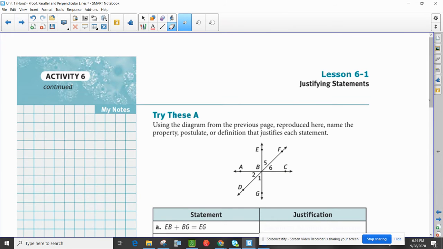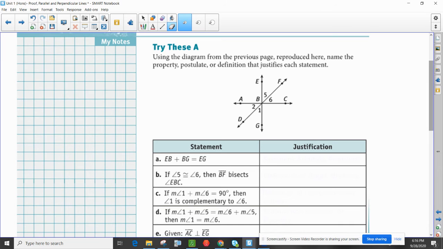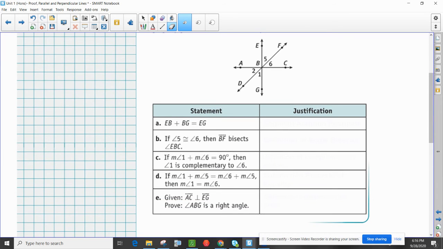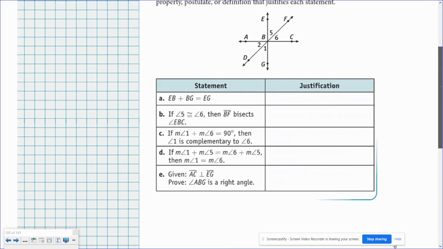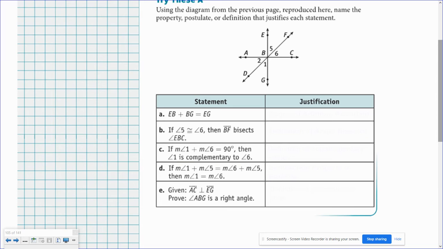On the next page, we're going to try this one. It's not filled in for us already, so we're going to have to make our own justifications, but use the diagram and name the property, postulate, or definition that justifies each statement. Let's look at A. I'm going to make this bigger so I can see the whole picture and the entire table. We have EB plus BG is equal to EG. What's the property that says that we can equal those? Hopefully you remember that's our segment addition postulate, right?